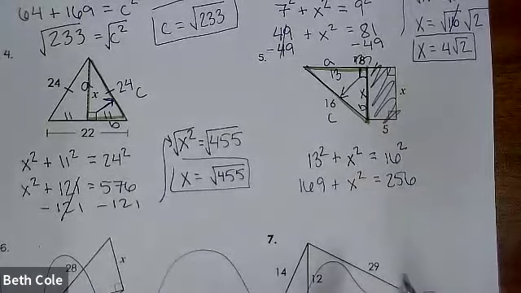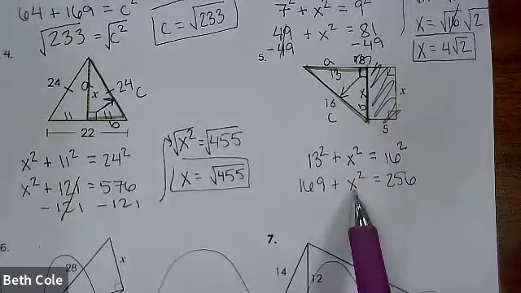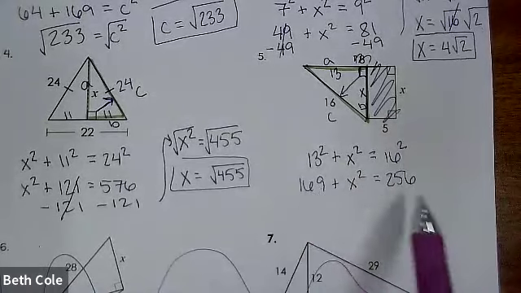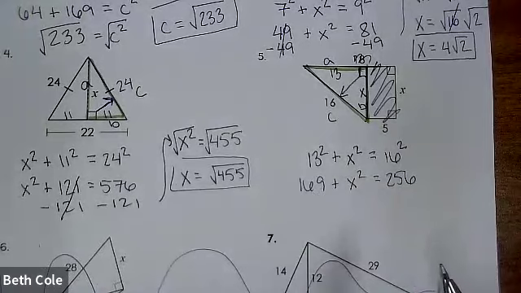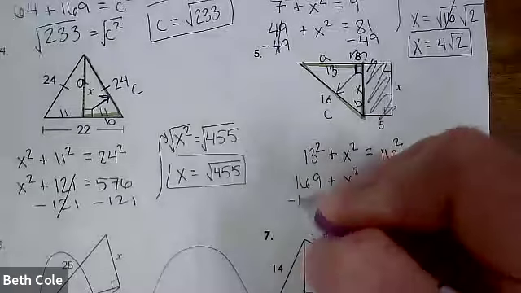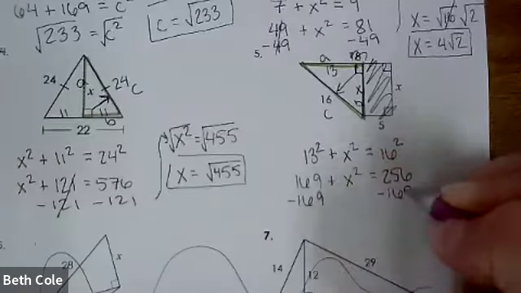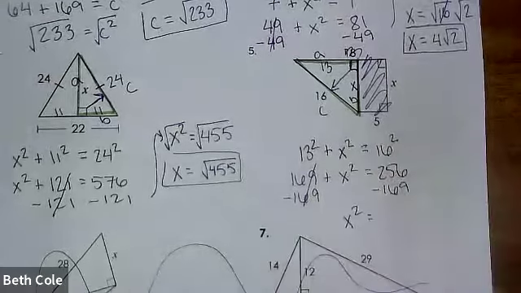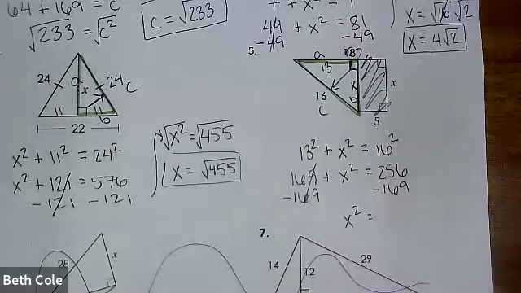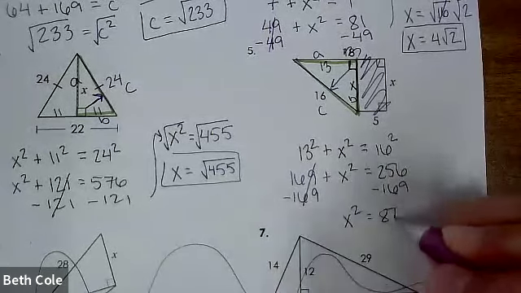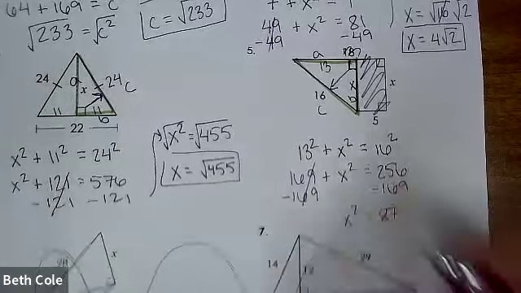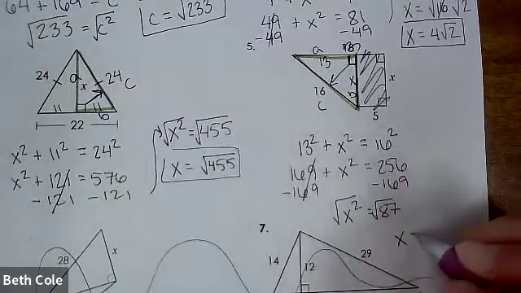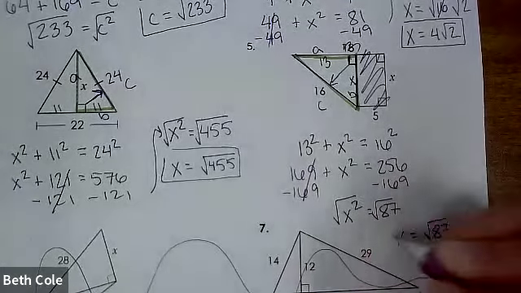What's the next one? We want to get the x squared by itself. So what are we going to have to do? That'll be our last step. Subtract. Good job. We're going to subtract 169. That's going to be x squared equals, let me type that in, 256 minus 169 is 87. And then that last step is to square root. So your answer is square root of 87.